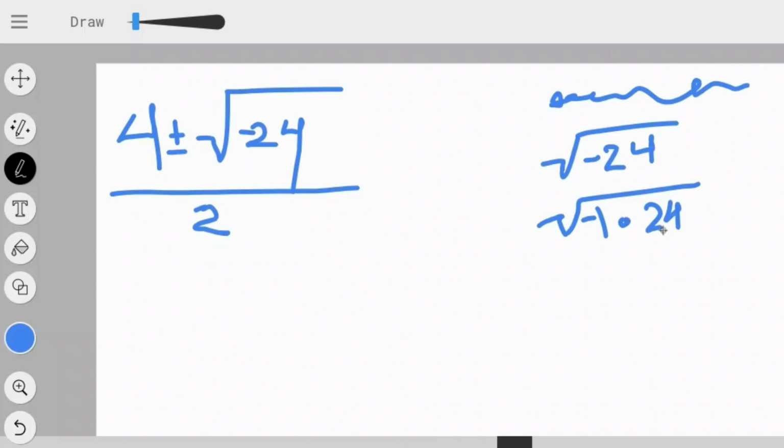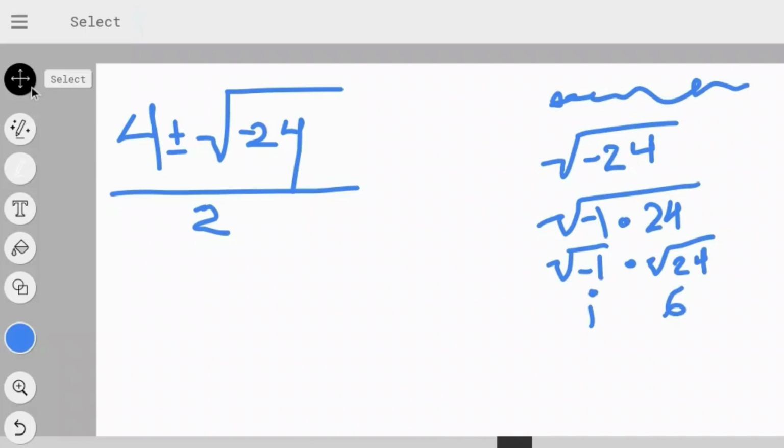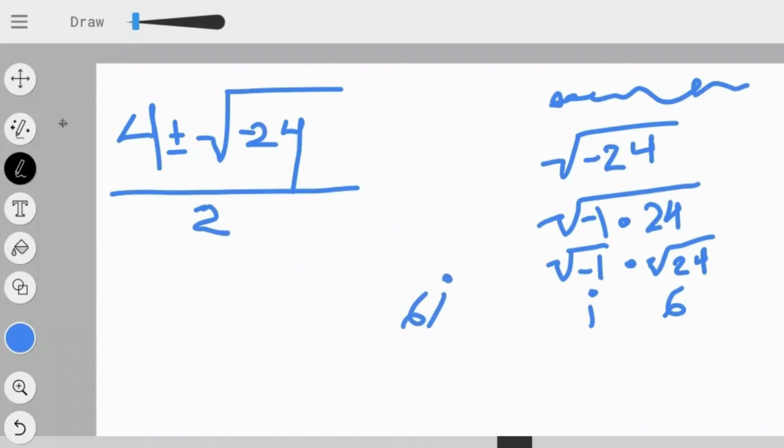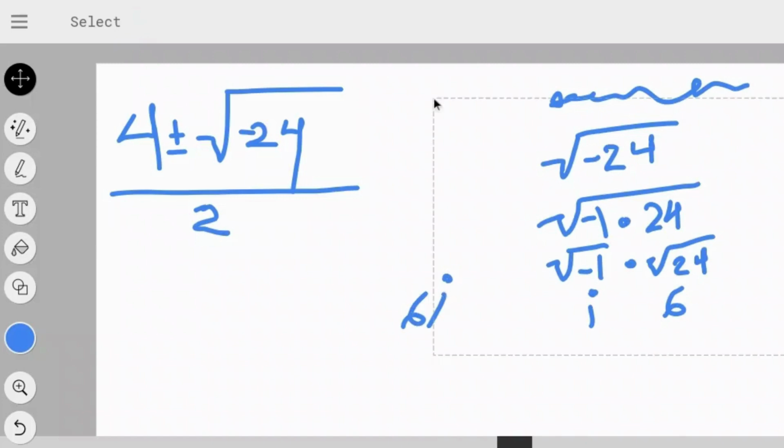And then that is going to turn into negative i, or negative 1 times 24. And then 24 is going to turn into 6. That's quick math right there. And basically, this is going to turn into 6i. And that 6i is important, so let me show you real quick.